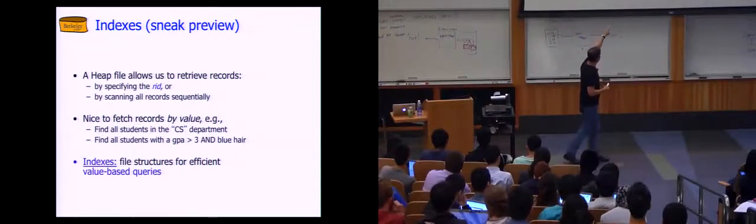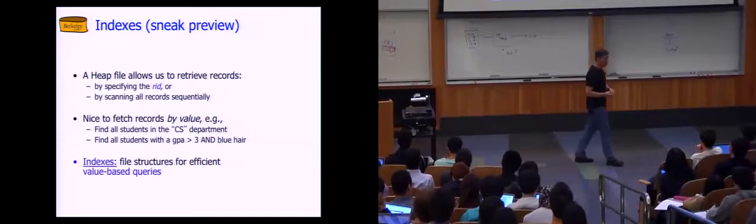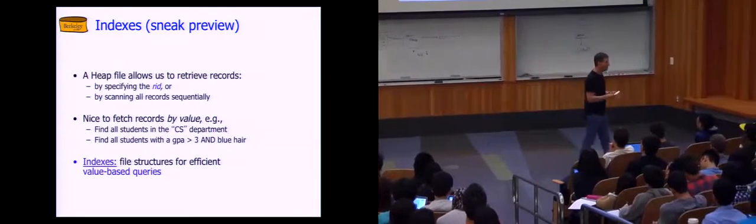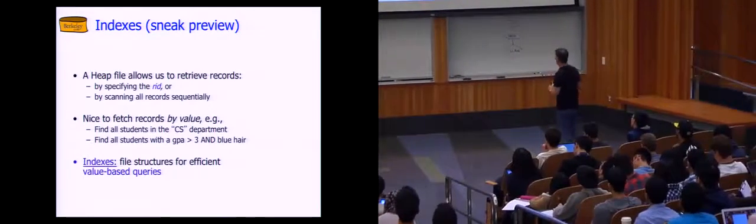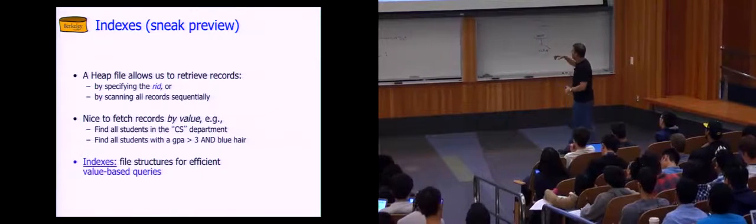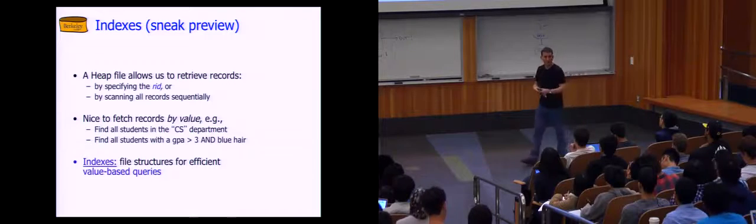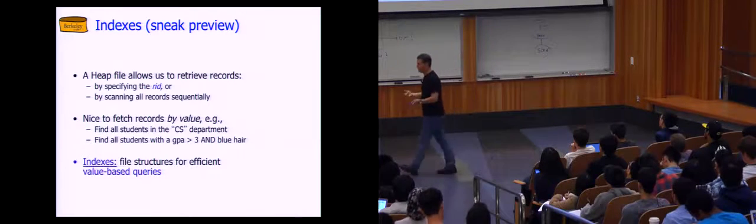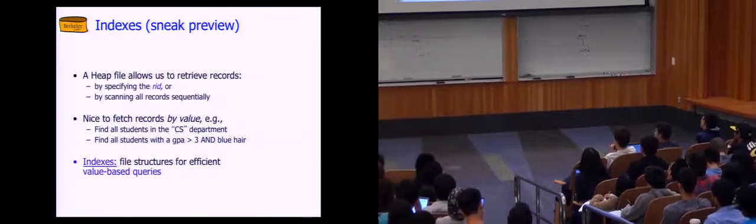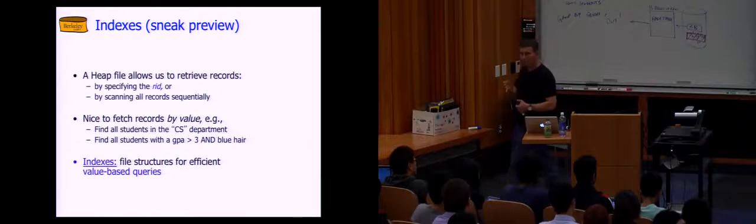But it's nice to be able to fetch records by value. Find all the students named Wu. Find all the students in CS. Find all the students whose GPA is greater than 3.0 and have blue hair. Okay? And indexes are going to be file organizations that will let us do these kinds of value-based queries. And we're going to learn about B+ trees, which are the standard index for disk-based databases. We'll learn about that in probably 2 lectures.